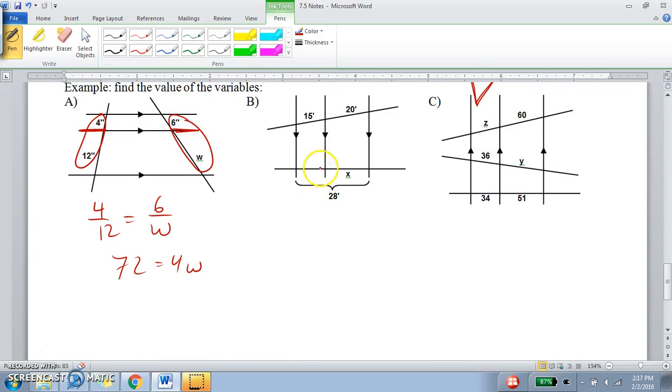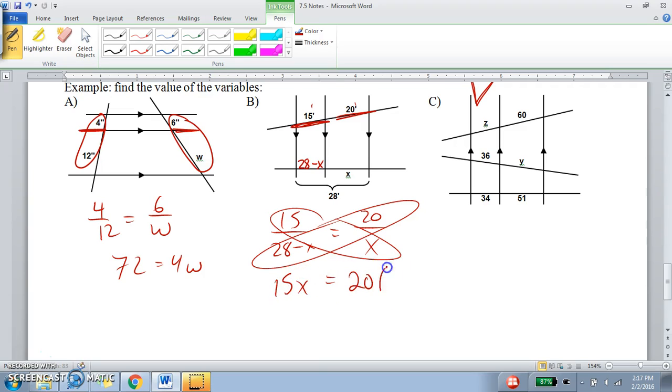All right, same thing here, except again, we have this problem where we don't know what this piece is. We do know this whole thing. So since this is X, we call this 28 minus X. So again, the proportion is set up for us. This over this equals this over this. 15 over 28 minus X equals 20 over X. Cross multiply.